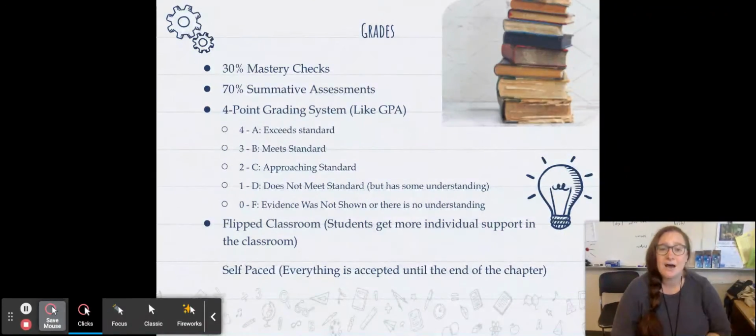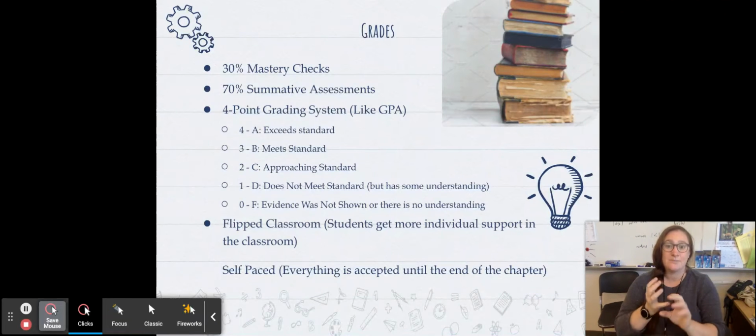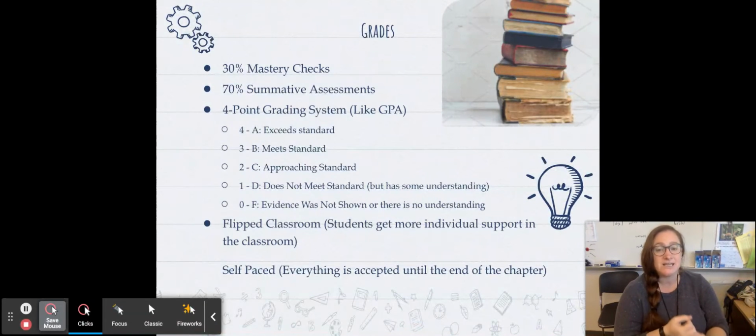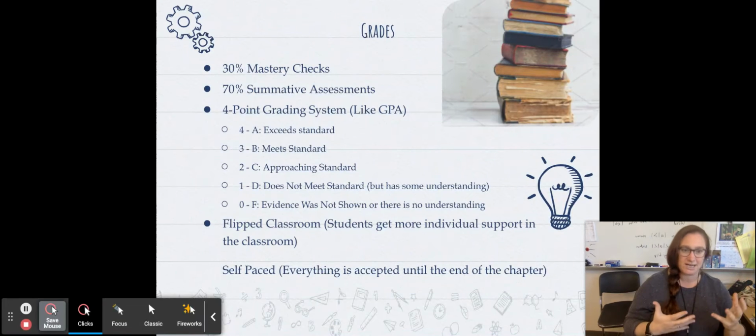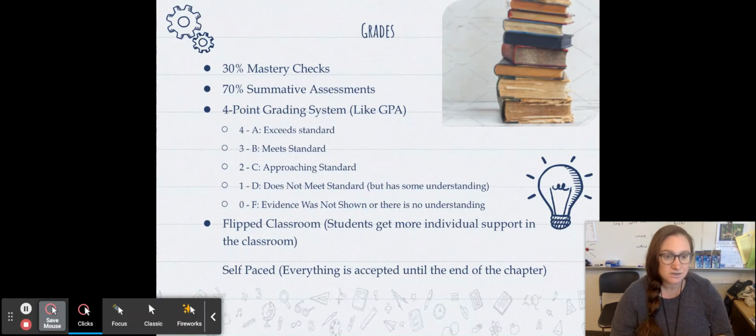So how the grading system works, how each individual mastery check and each individual objective of those tests are graded. They're graded on a 4-point grading scale, a lot like GPA. So a 4 is an A, it means they've exceeded standard. 3 is a B, they've met standard. 2 is approaching standard, and a C. 1 is a D, does not meet standard, but has some understanding. Just a little understanding can be some understanding. A 0 is no evidence, or there is zero understanding. So that would be an F.